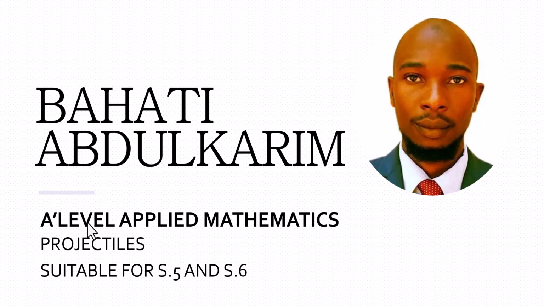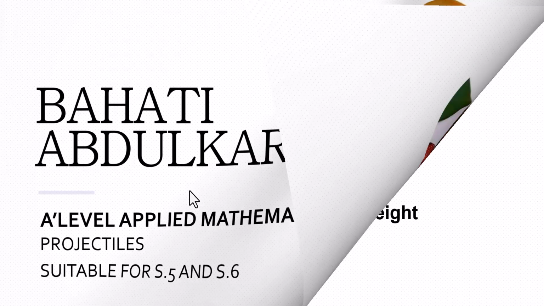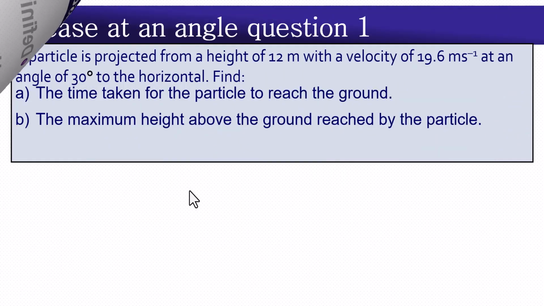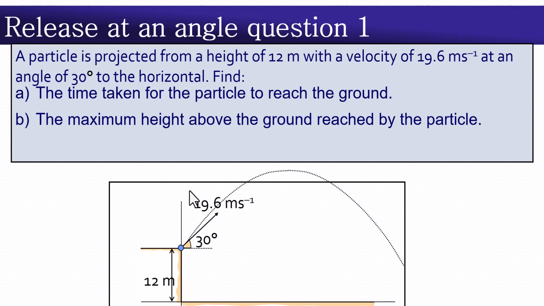In this video, we're going to look at the last part of projectiles. Let's look at what we're going to cover today. We're going to look at release at an angle from a given height, and this is the last part of projectiles. Our first question says, a particle is projected from a height of 12 meters with a velocity of 19.6 meters per second at an angle of 30 degrees to the horizontal.